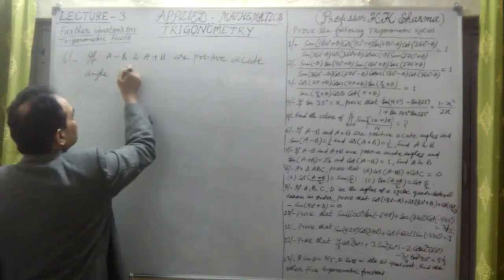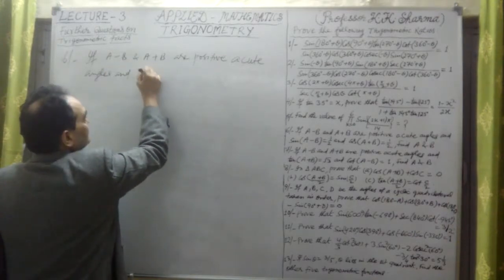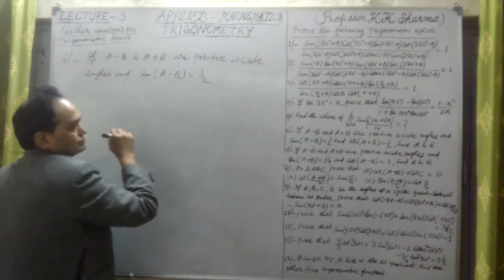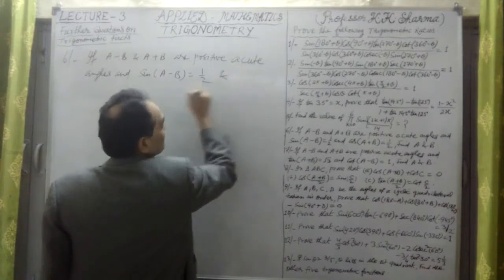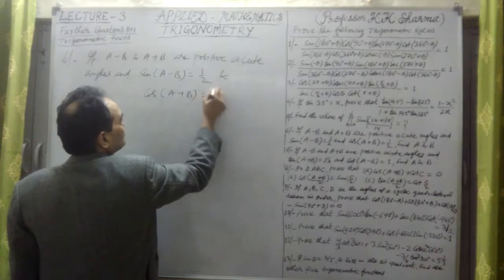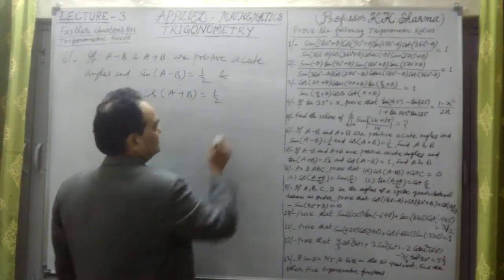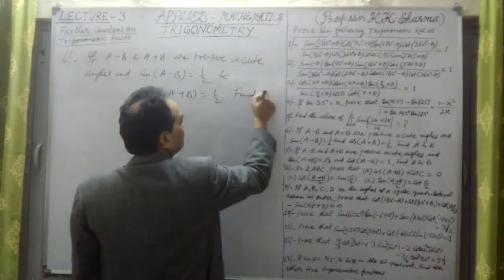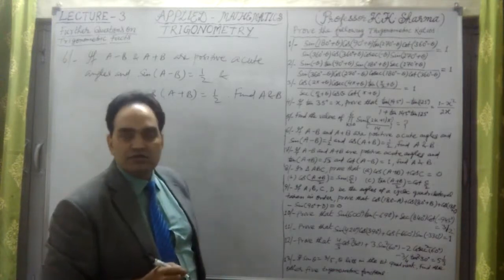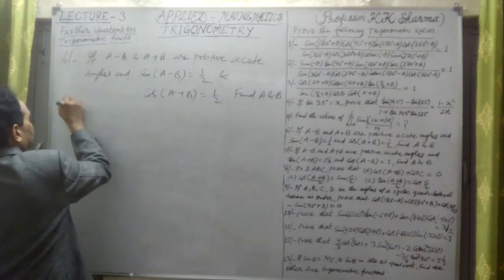And sine of A minus B is equal to 1/2, and cos of A plus B is also 1/2. Then find A and B. Find A and B, that is the point. Value of angles A and B separately we have to find. Okay, let me solve them. Solution.